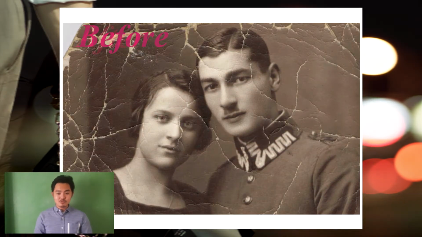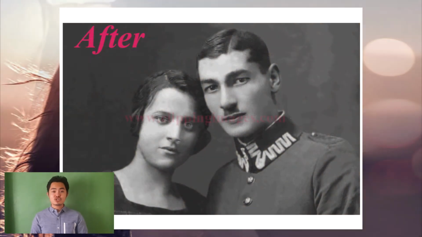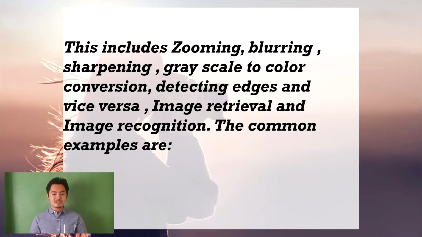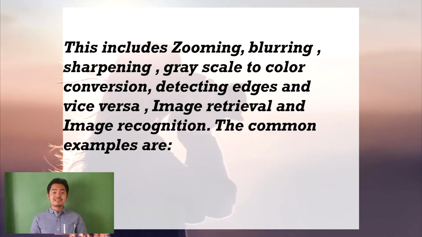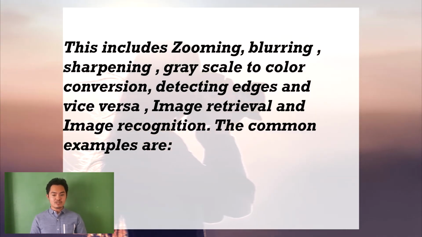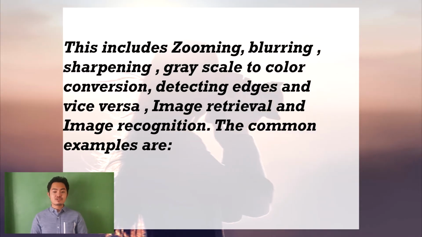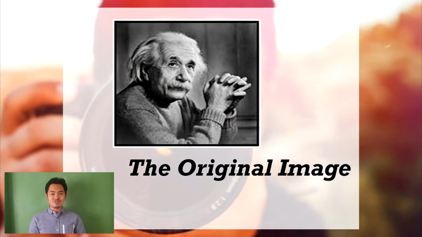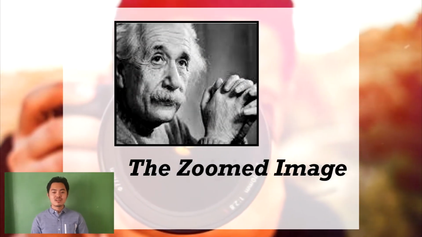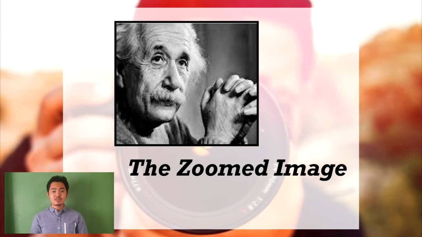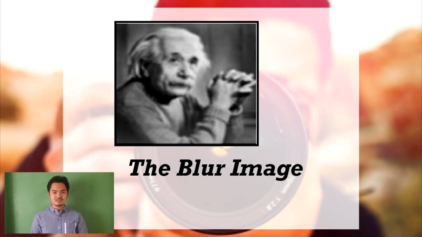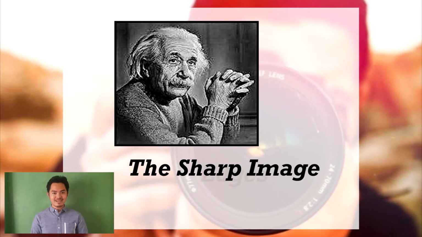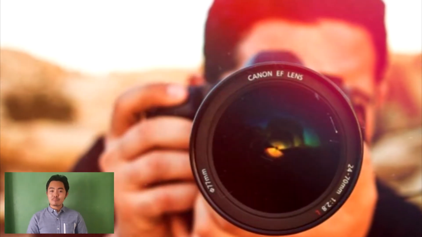Moving on, image sharpening and restoration includes zooming, blurring, sharpening, grayscale to color conversion, detecting edges, and vice versa. Image retrieval and image recognition. The common examples are: number 1, the original image. Number 2, the zoomed image. Number 3, the blurred image. Number 4, the sharp image. Number 5, edges.